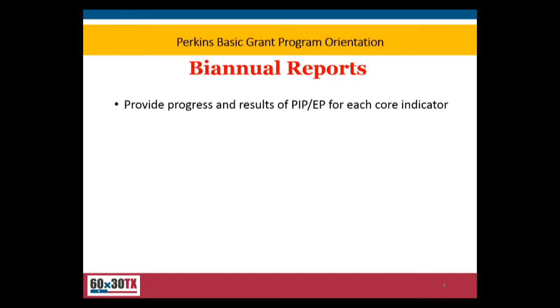So for the biannual reports, these will provide a progress report and the results of the performance improvement plan and evaluation plan for each core indicator. You want to make sure to include the status of each action item and the estimated time of completion. As we mentioned before, when you're filling out the application, you want to make sure that you divide or subdivide each activity into either quarters or semesters or months, so that by the biannual report, you can at least show something, either the first semester or the first quarter, that has been completed or is at least in progress.